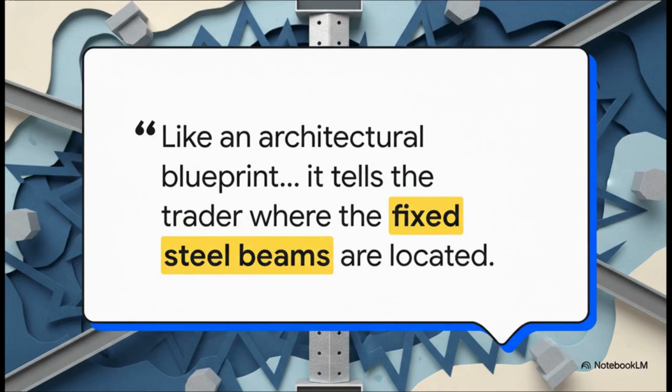And I love this analogy from the source material. They call it an architectural blueprint. It's perfect, right? Because price can be totally chaotic, just bouncing all over. But this pillar shows you where the steel beams are, the fixed parts of the structure that aren't going to move. It literally maps out the battlefield for you.